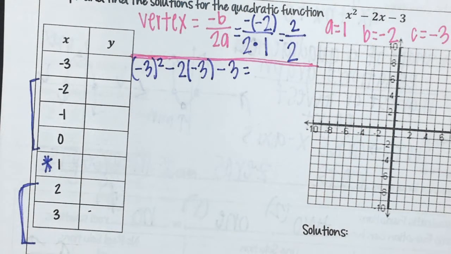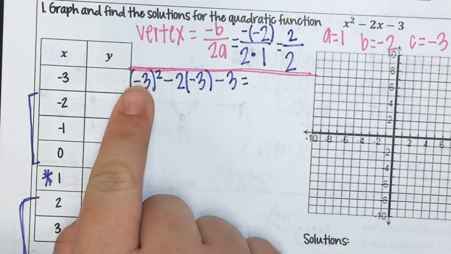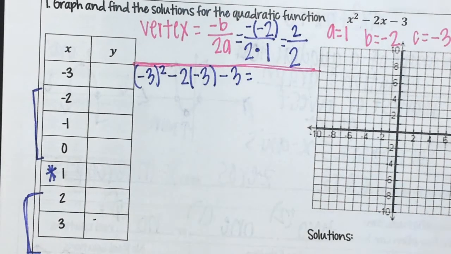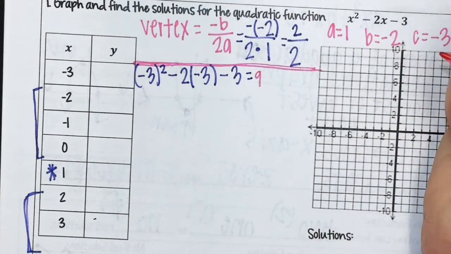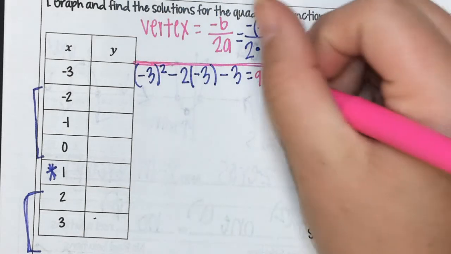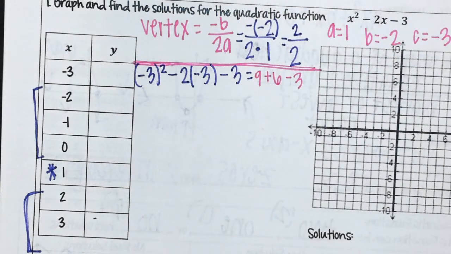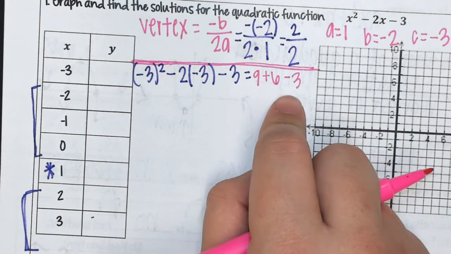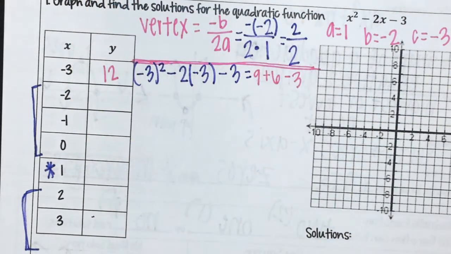Here's where you have to be very careful. This is not -3 times 2. This is -3 squared. And -3 times -3 is positive 9. -2 times -3 is positive 6. And then minus 3. 9 plus 6 minus 3 is 12. So your y is 12.